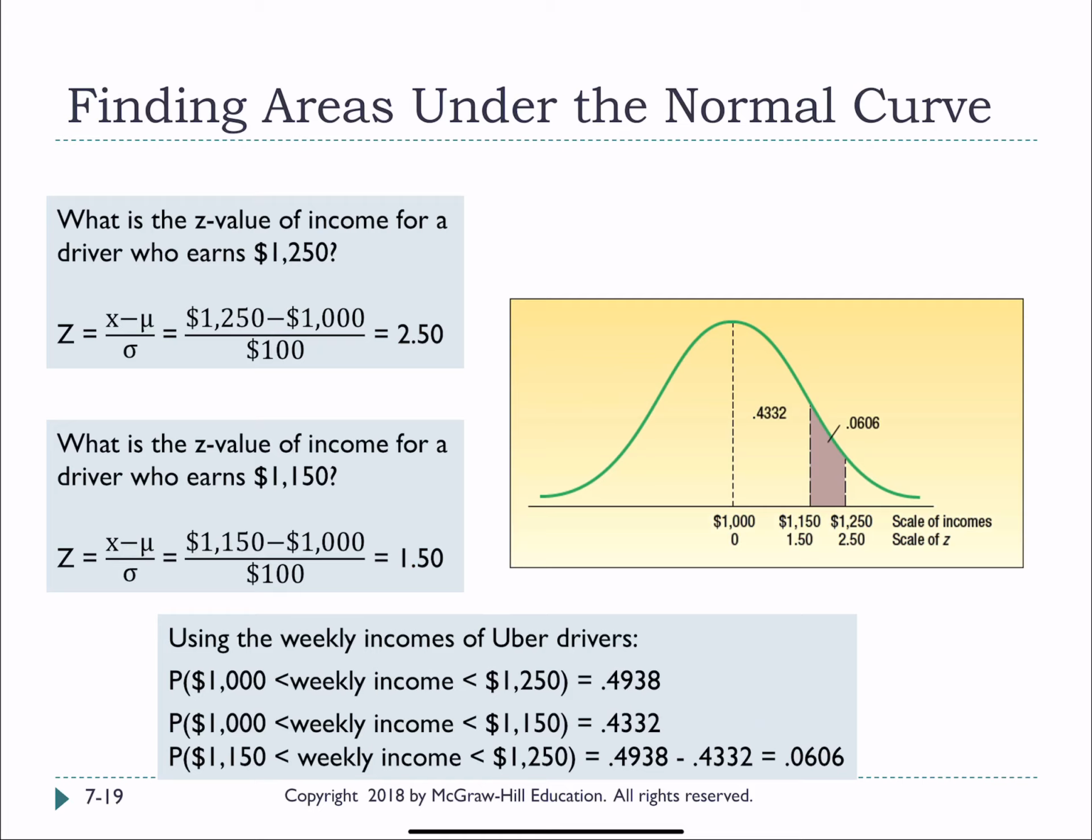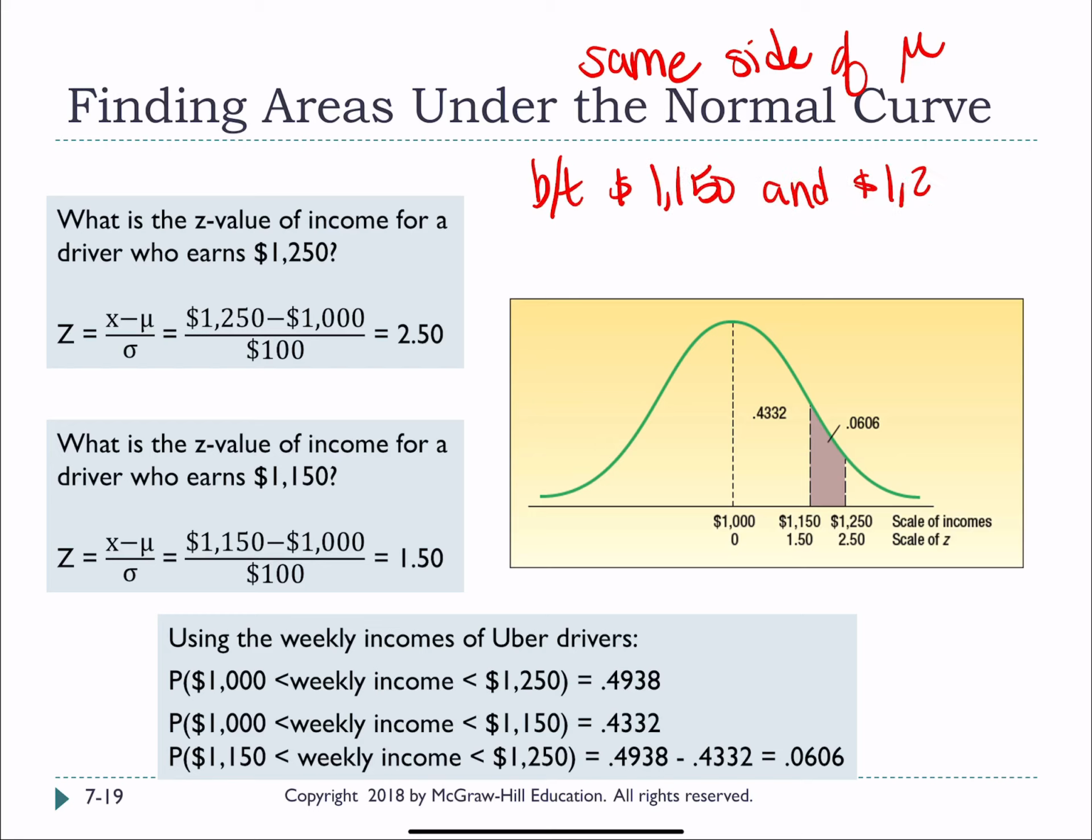We could also look for a probability between two numbers that aren't the mean, but they're on the same side of the mean. So now we're looking at the same side of my mean. For this one, I'm looking for an income between 1,150 and 1,250.